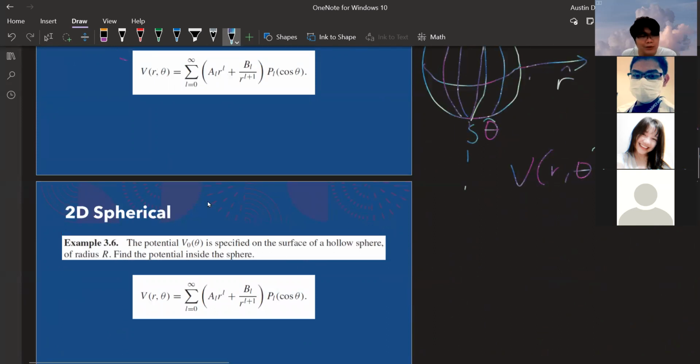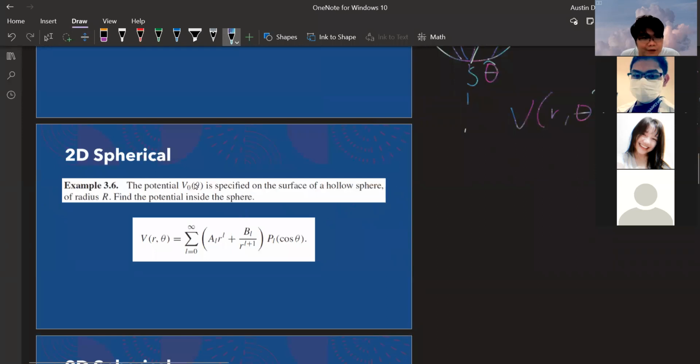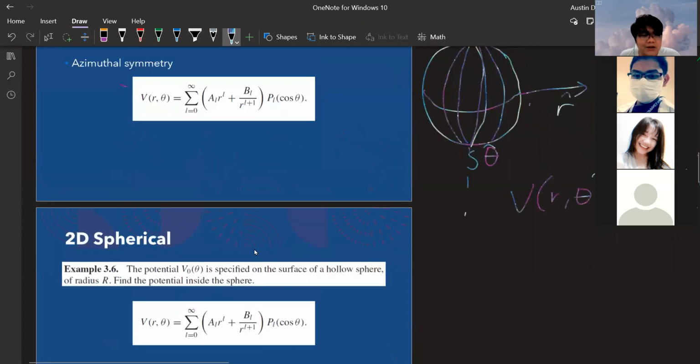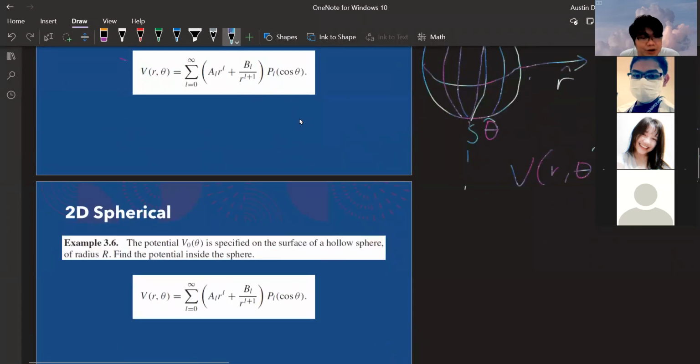So what we can do is just try an example for this kind of problem. Okay? So the potential V naught of theta, so V naught changes with theta, is specified on the surface of a hollow sphere of radius R. So find the potential inside the sphere. So again, we'll use this equation, and that is the general form of the equation. Okay.